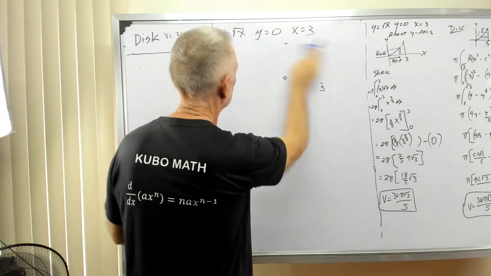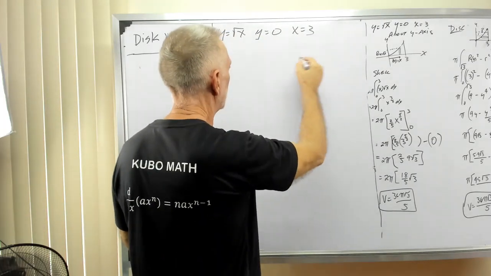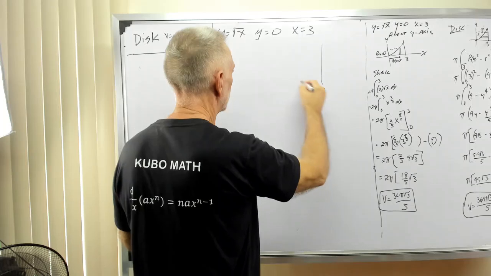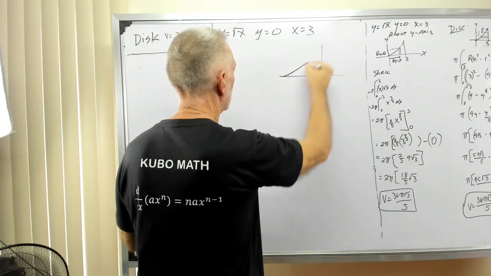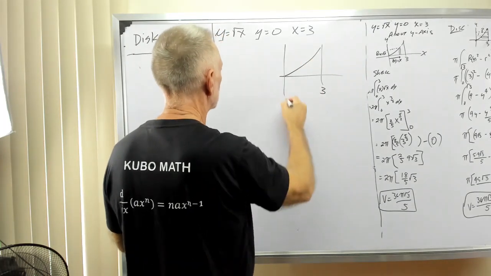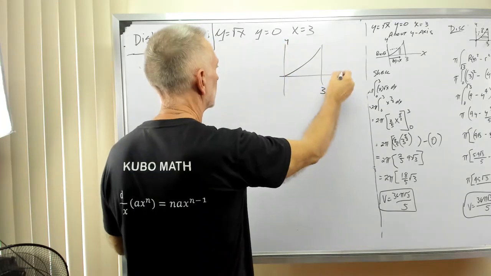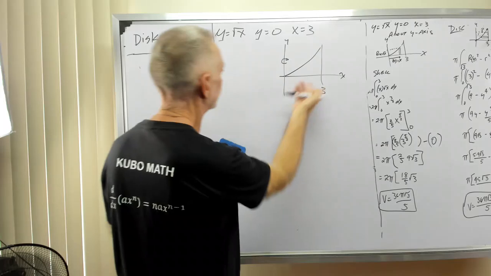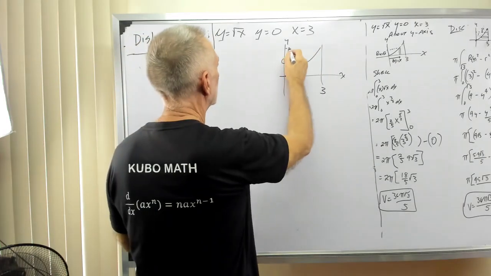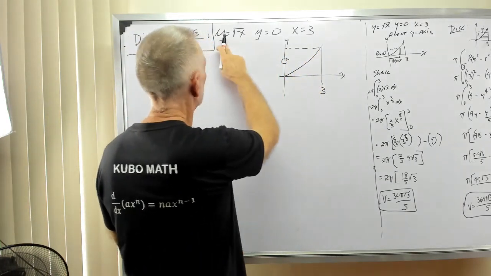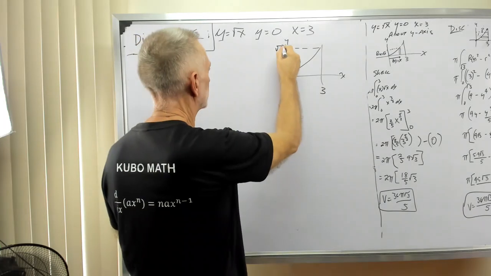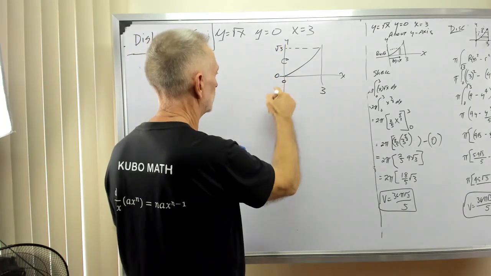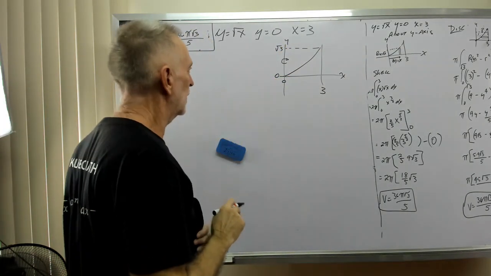So everything is the same except the method. I have x equals 3, y equals 0. I have my function. There's my y-axis, y and x. We're rotating about that axis. Okay? We'll call this y equals square root of x, so this is still square root of 3. This is 0, 0 to 3 on the x-axis.